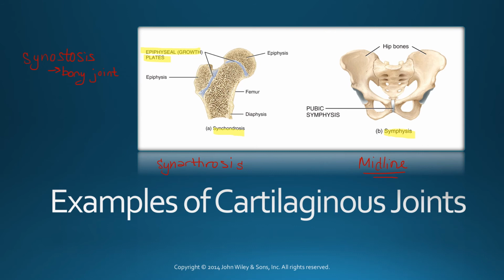The pubic symphysis between the anterior surfaces of the hip bones, which you can see here, is one example of a symphysis. This type of joint is also found at the junction of the manubrium and the body of the sternum, and at the intervertebral joints between the bodies of the vertebrae. All symphyses are slightly movable joints, so they are all classified as amphiarthroses functionally.